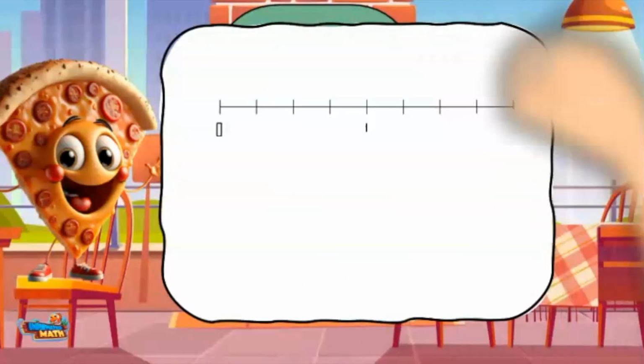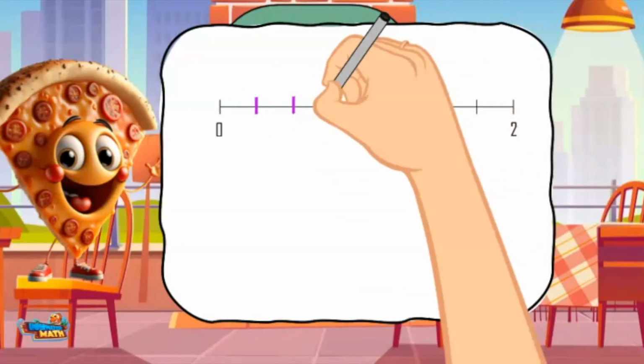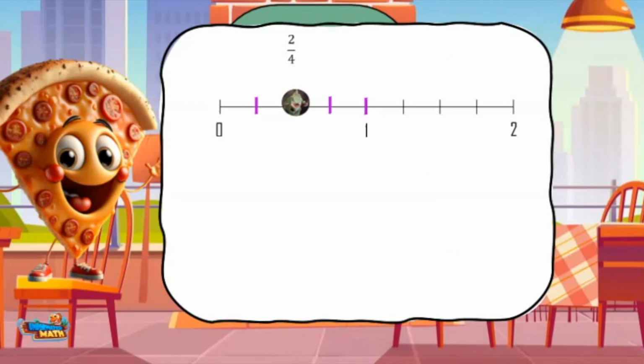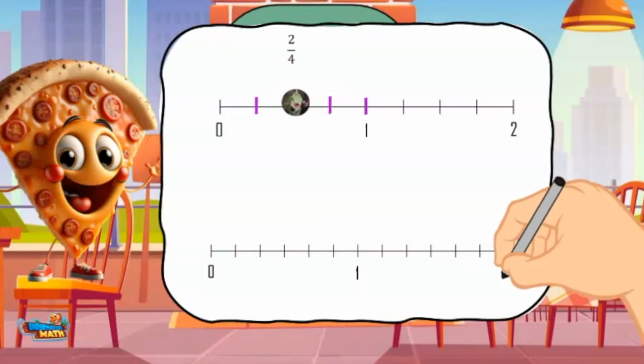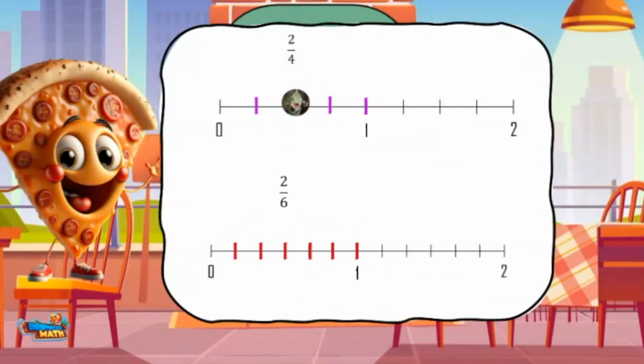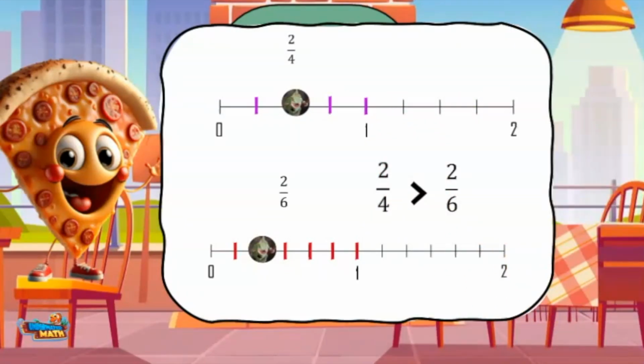Here is a number line split into fourths. It takes 4 equal parts to get to 1. The fraction 2/4 is located 2 purple marks from the 0. This number line is split into sixths. It takes 6 equal parts to get to 1. The fraction 2/6 is located 2 red marks from 0. Now, if we compare these two fractions, we see that 2/4 is further along the line than 2/6. 2/4 is greater than 2/6.